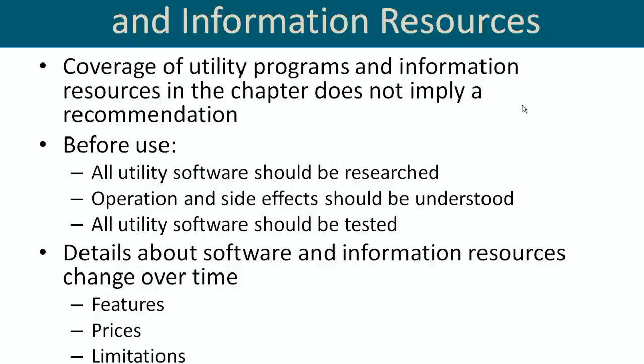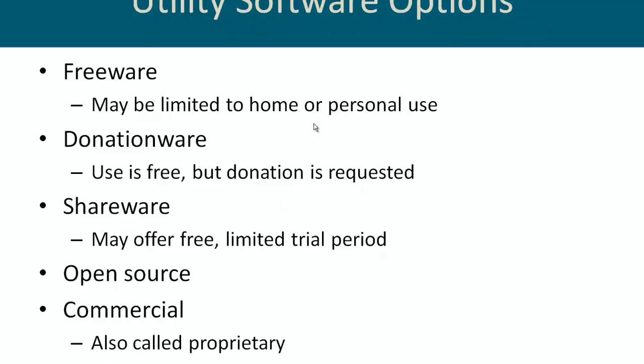So all utility software should be tested. And then when you're thinking about making that decision, you want to look for features, price, limitations. You'd be surprised by some of the license limitations that you get with some of the software. When you buy software, there's a lot of different categories. There's freeware, which anybody can use anywhere. There's shareware, which most of the time is a limited trial time or something like that. There's donationware, where it's free but they'd like a donation. There's open source, there's commercial, so a lot of different ways to get your software.